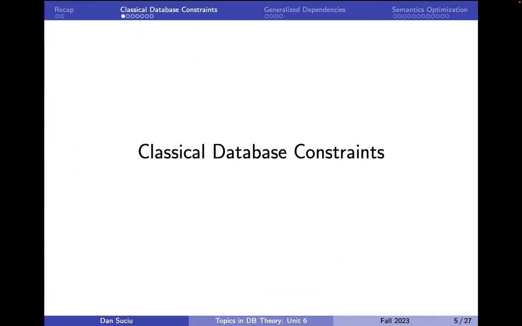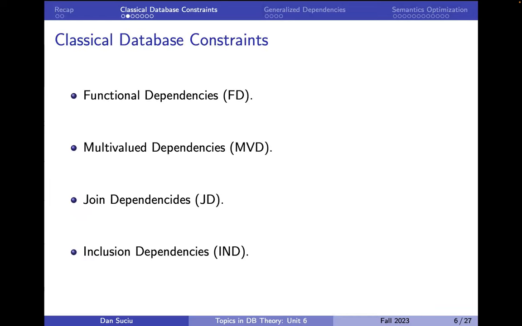Good, so my plan for today is to quickly review the classical database constraints and then define generalized dependencies which capture all of them and then discuss semantic optimization. Here is what we saw last time, functional dependencies and multivalued dependencies. There are two additional classical constraints, join dependencies and inclusion dependencies. I will briefly show how they look.